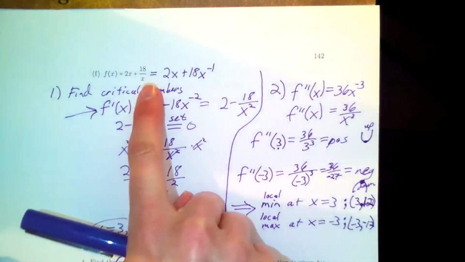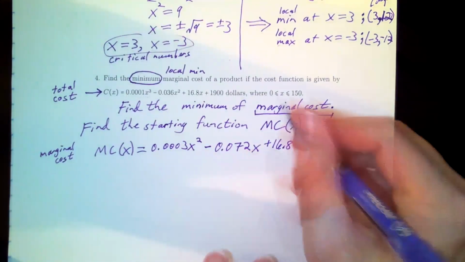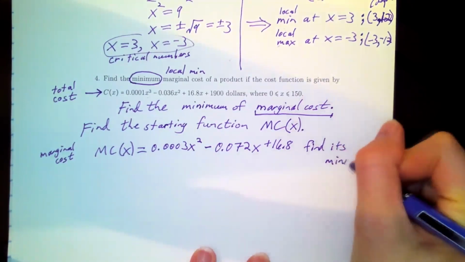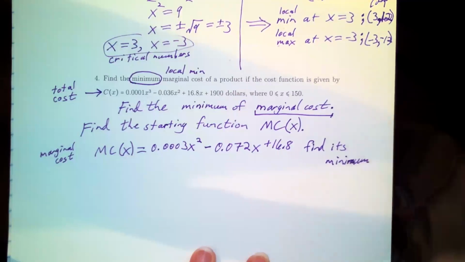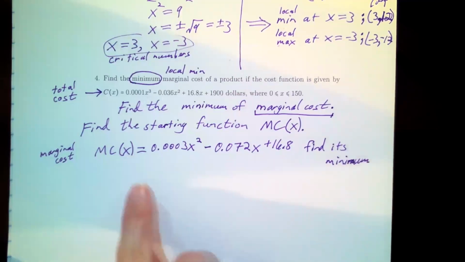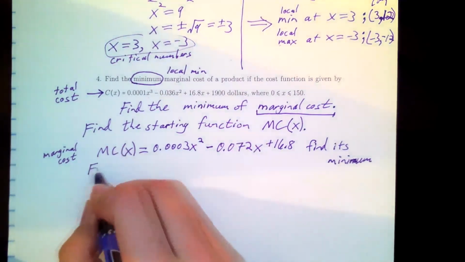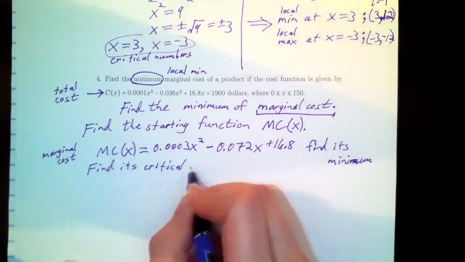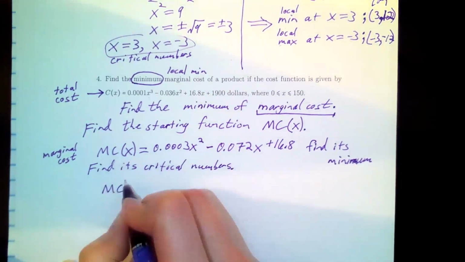we're here now. We have our primary function. Now that I have my primary function, how do I find its minimum? Well, this is where we need to take the derivative, set it equal to 0, and solve for x. So take this thing, take its derivative, set it equal to 0, solve for x. I want to find its critical numbers. So here's my marginal cost function.